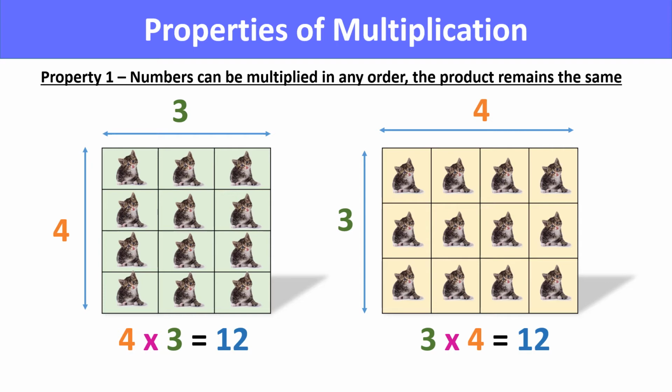So have you noticed what I have done here? I have just flipped the digits. In the first I have done 4 multiplied by 3 and I got the answer 12. And in the next I have done 3 multiplied by 4 and the answer is again 12. So it proves the first property that numbers can be multiplied in any order. The product remains the same. Very good, Beta Ji. Let's go to the second property.